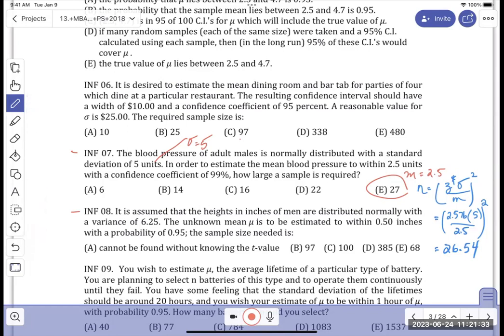Okay, it is assumed that the heights in inches of men are distributed normal with a variance of 6.25. So this is sigma squared, 6.25. So sigma is the square root of that, because that is the population result, but it's the variance. So the square root of 6.25 is 2.5. So you have the sigma. The unknown mean mu is estimated within 0.5. So this is your M.